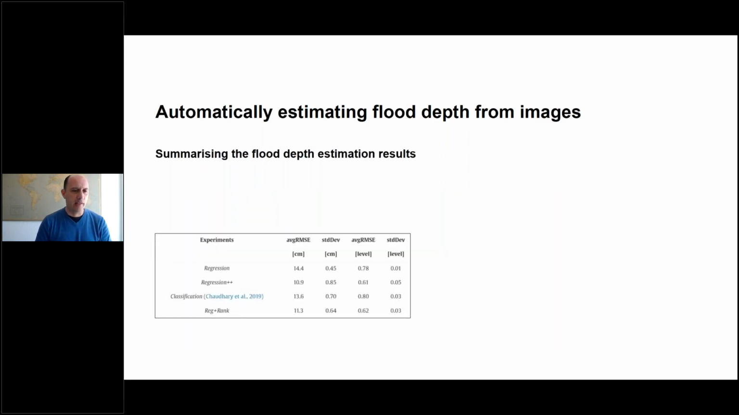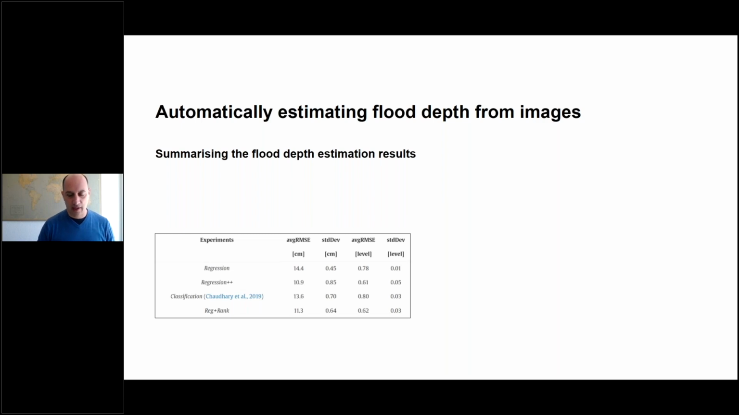Just trying to summarize a little bit the results we got. Basically, the average root mean square error is between 10 and 15 centimeters. And what we could see was that by providing this combination between regression and ranking, the results improve a little bit. When we talk about the level, not the centimeters of the water, but the level, we can also see a small improvement. And of course, what we can also see is that with regression plus, when we use both datasets in the training, we ended up with better predictions than when we just have a relatively small amount of images.